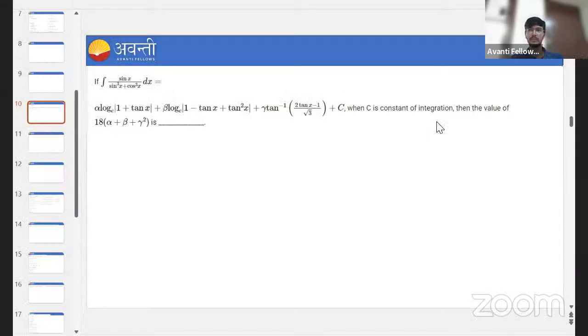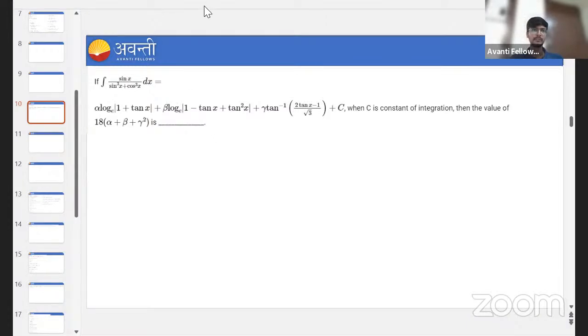Okay, let us try now. I hope now it's not an issue. Chalo. Let us try now.